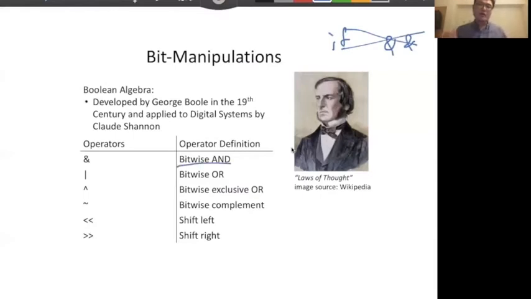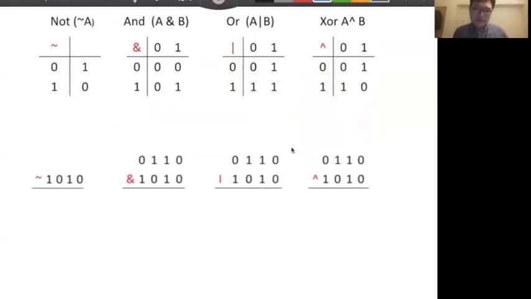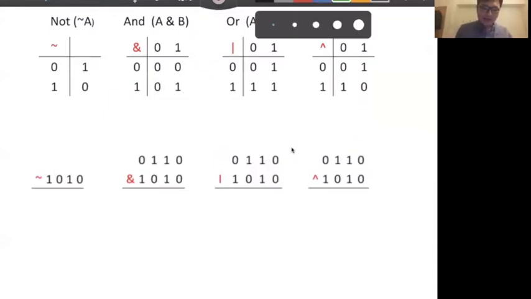So we will cover these interesting operators: bitwise AND, bitwise OR, bitwise exclusive OR, bitwise complement, and shift left, shift right. Let's take a look at the details. Actually, for the first four operators, the idea is not so complicated, not so hard to understand.